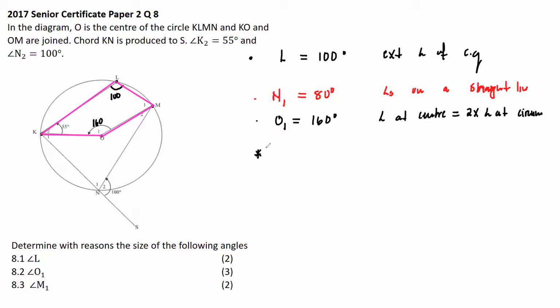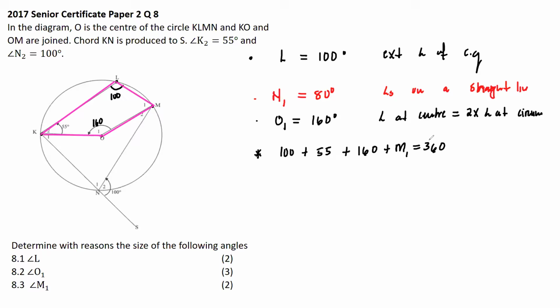It's got 4 sides. And one thing you need to know about quads is that all the angles in a quad add up to 360. So 100, that's L. 55, that's K2. O1, that's 160. And M1, I don't know. They add up to 360.